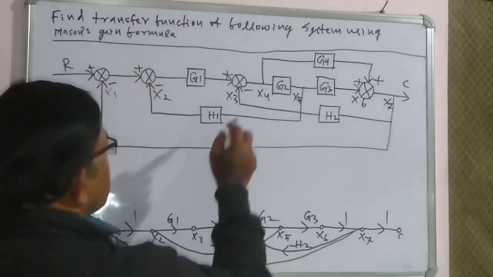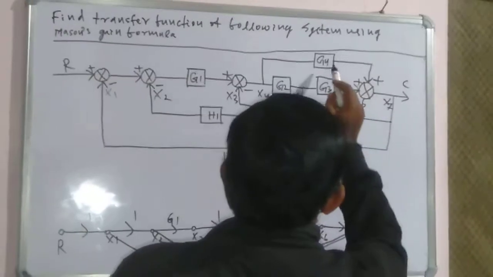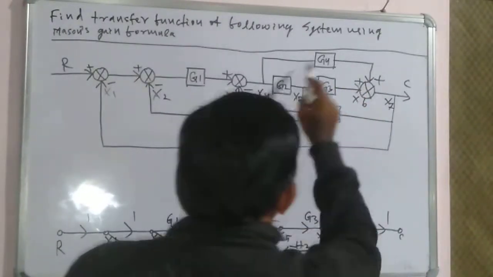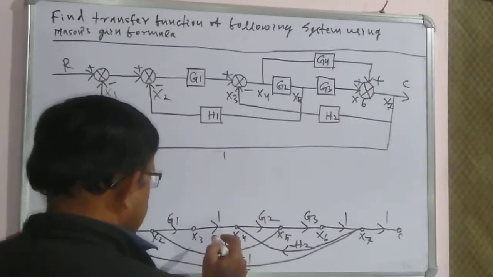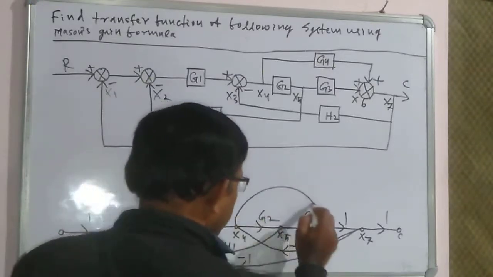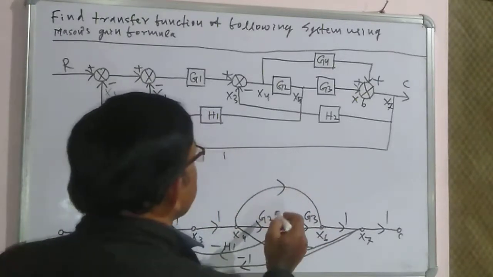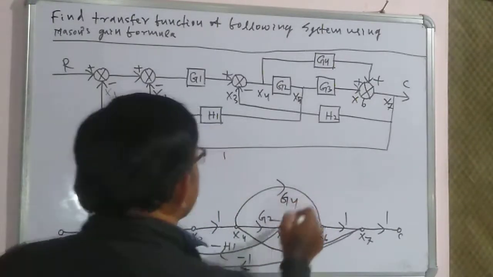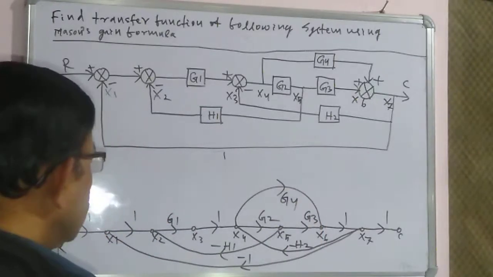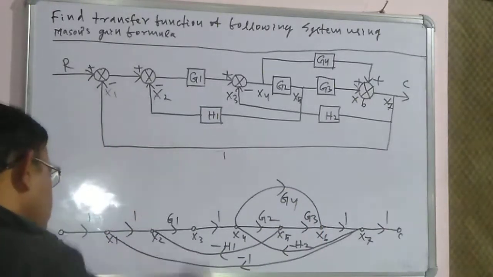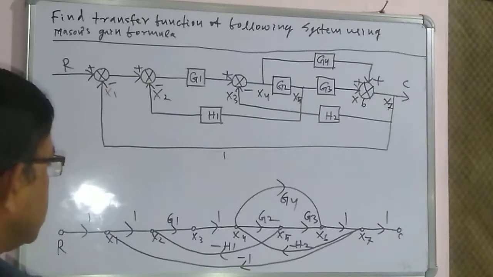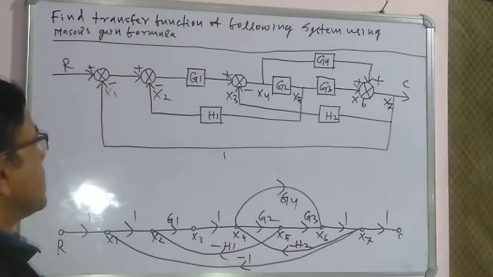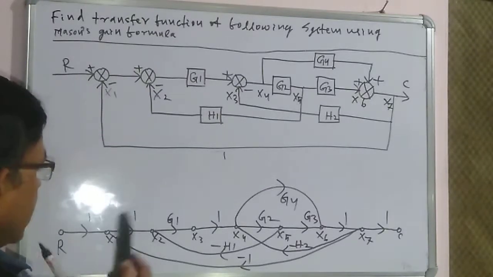Now let us find the forward path. This is the forward path, that is x4 to x6, that is G4. So now the conversion of block diagram to signal flow graph is over. This is very simple.